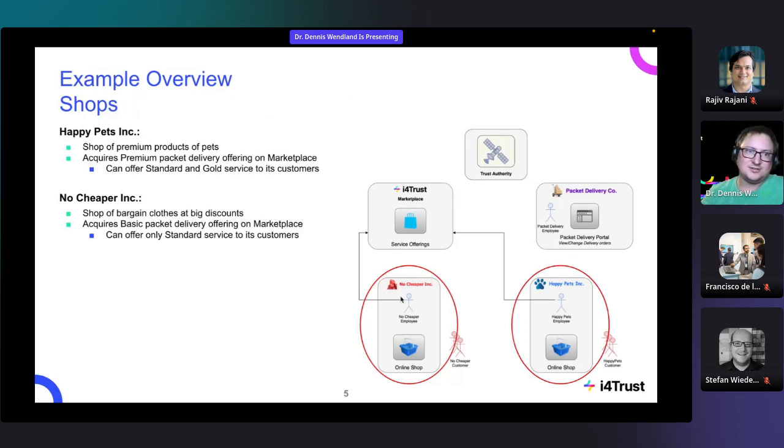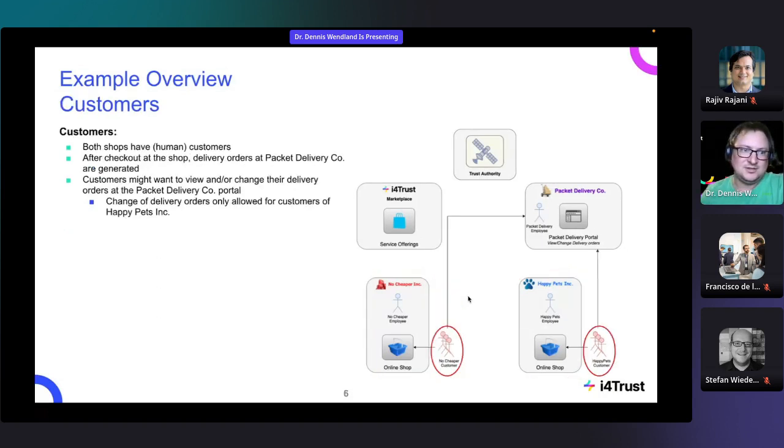So these retailers, as I said, will acquire these offerings and offer these to their customers. This means, basically, if a customer now orders something on these shops, a delivery order will be created so that there's a packet to be delivered. And then these customers can directly access this digital service of this packet delivery company, either with read or also with write access, depending on the required service offering.